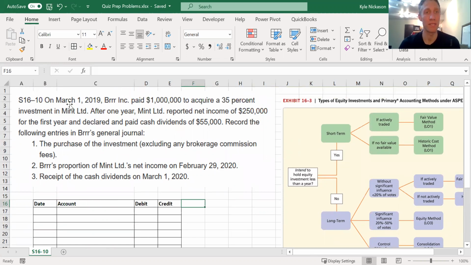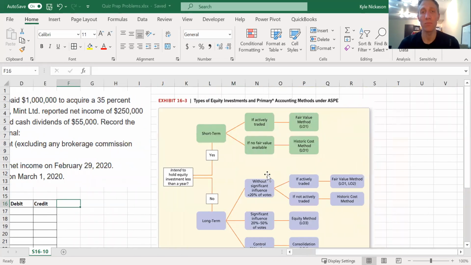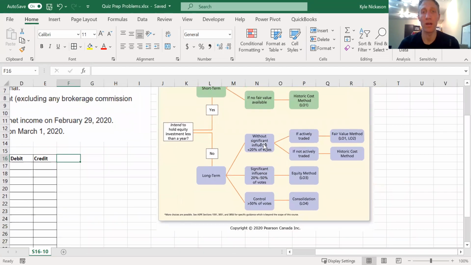In this problem, it tells us after 1 year, Mint Limited reported net income. So they've at this point already held it for 1 year's time, which tells me it's going to be a long-term investment. Then we need to determine whether or not they have significant influence. If they have significant influence, we use the equity method of valuation. Now, we're given this general guideline, 20 to 50%. Why is there a guideline here? It's because you need to use judgment in determining whether or not there is significant influence.